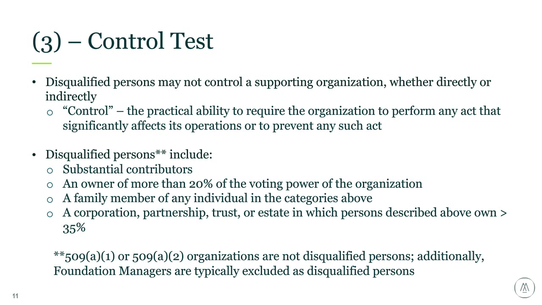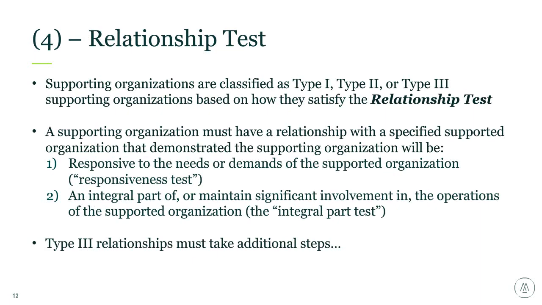All right, moving on to the last of the 4 tests for supporting organizations, the relationship test. As we mentioned earlier in the course, supporting organizations are classified as Type 1, Type 2, or Type 3 supporting organizations based off how they satisfy the relationship test. However, overall, a supporting organization must have a relationship with a specified supported organization that demonstrates the supporting organization will be 1, responsive to the needs or demands of the supported organization, and 2, an integral part of or maintain significant involvement in the operations of the supported organization. The first one is often referred to as the Responsiveness Test, and the second one is the Integral Part Test.